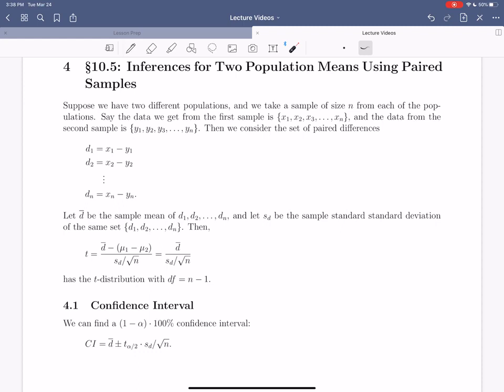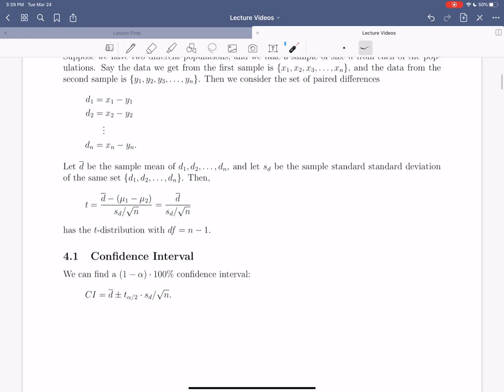Once you have just a single value that you can study, then you can revert to the ways of chapter 9. You can do the t-test. The t-test has the usual nice formula: the mean divided by the standard deviation over the square root of n. And that's going to have the t-distribution with n minus 1 degrees of freedom. And you can talk about confidence intervals. Here instead of x bar and s, we have d bar and s sub d. Other than that, it's exactly the same.